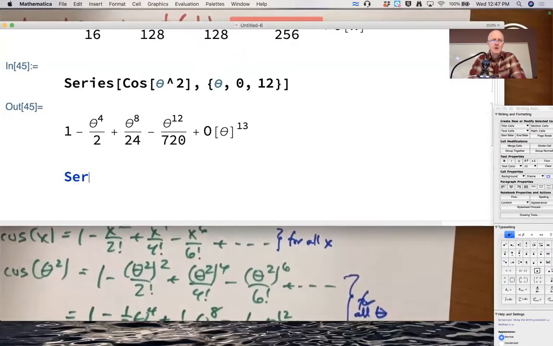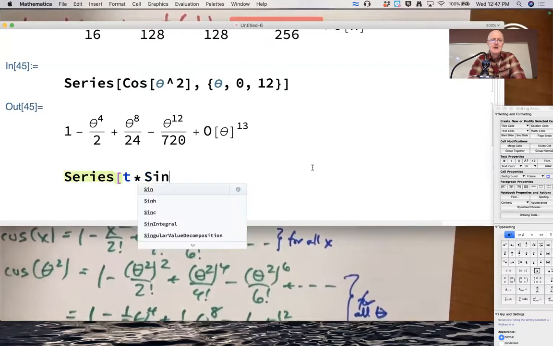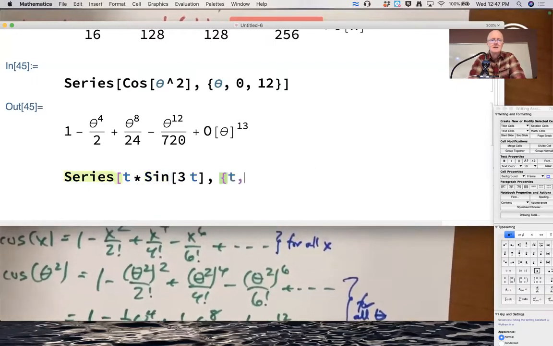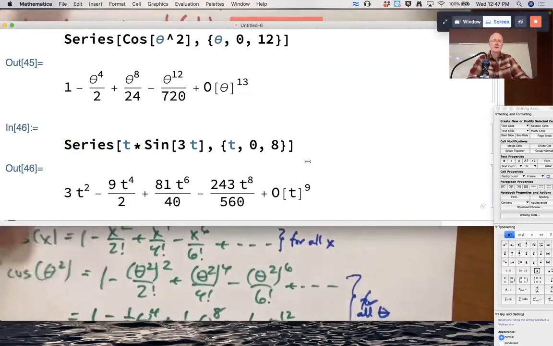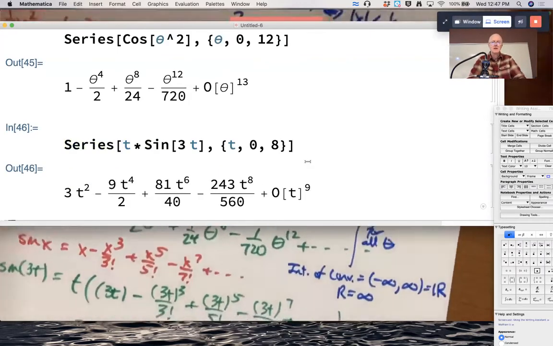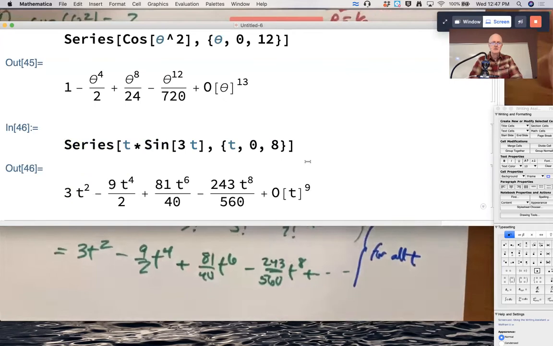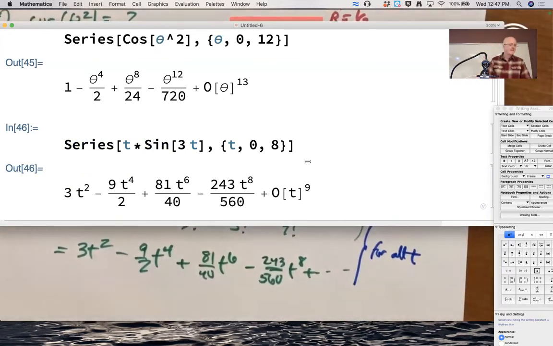Series for t times sine 3t through at least the eighth power. Looks good. Can I clarify anything?